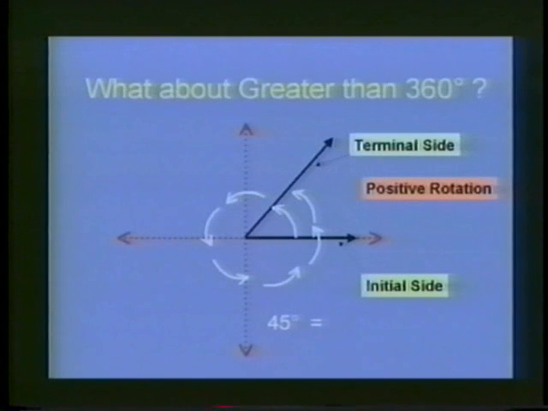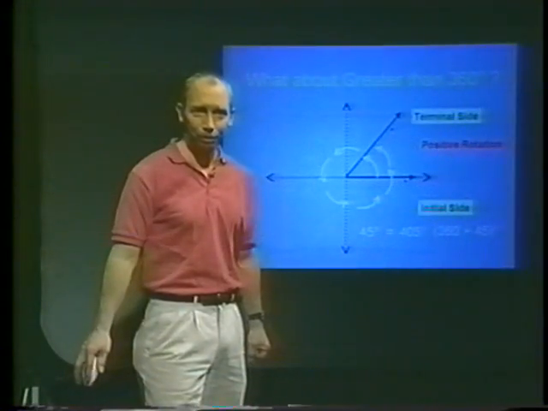Now, what measure is that angle? It's more than 360. I went more than all the way around, right? Well, what is it? It's going to be 360 plus 45. Hopefully you can do it in your head. 360 plus 45 is 405 degrees. So we say that 45 degrees and 405 degrees are coterminal. They begin and end at the same place.